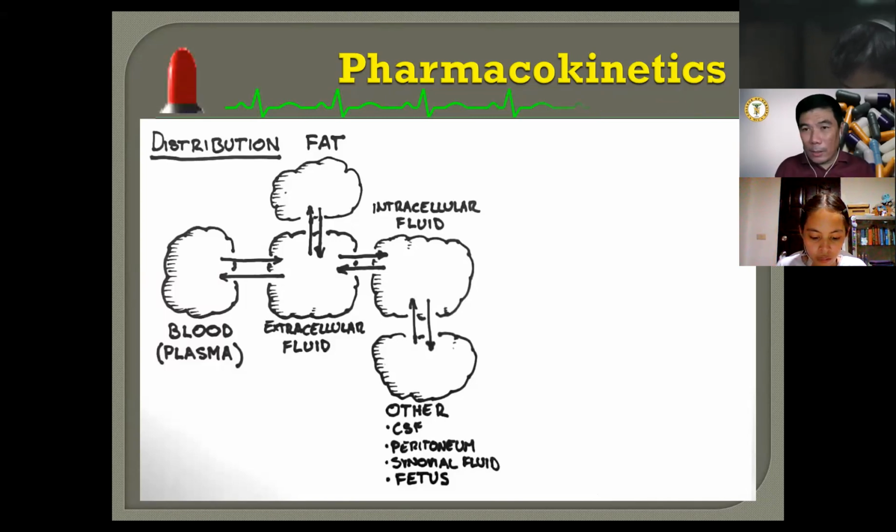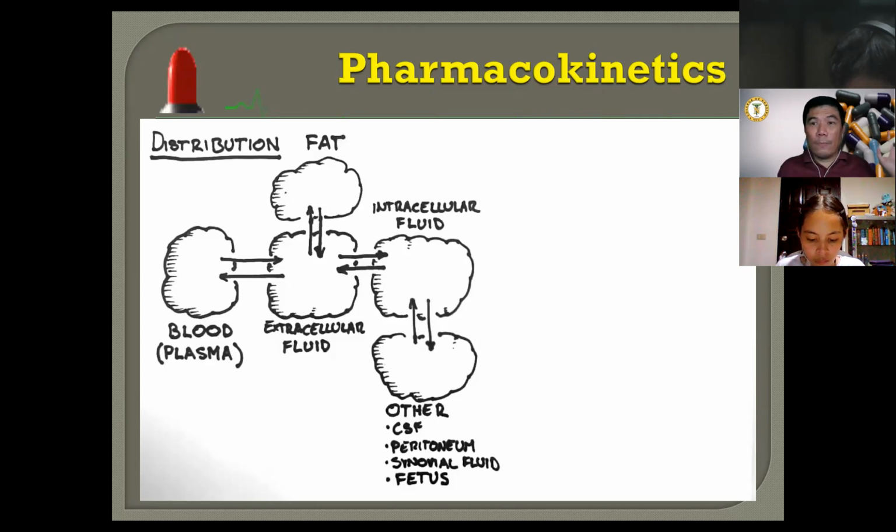So the drug will not just remain within the plasma, because, why do we have pleural fluid in the lungs? Why do we have pericardial fluid in the heart? Why do we have cerebrospinal fluid in the brain? Why do we have peritoneal fluid in the abdominal cavity? Why do we have synovial fluid in the joints? And with the fetus, the amniotic fluid.